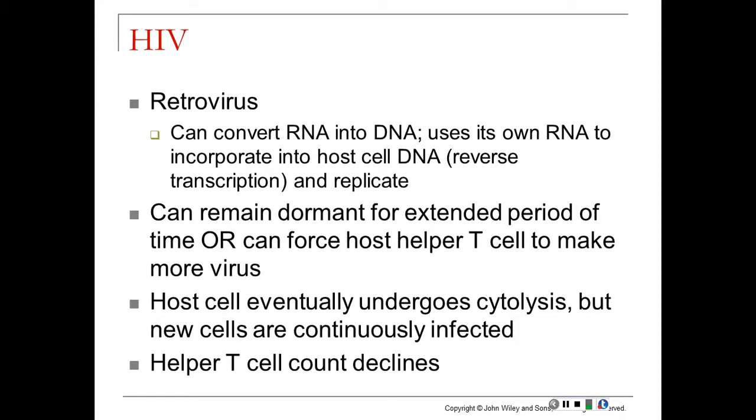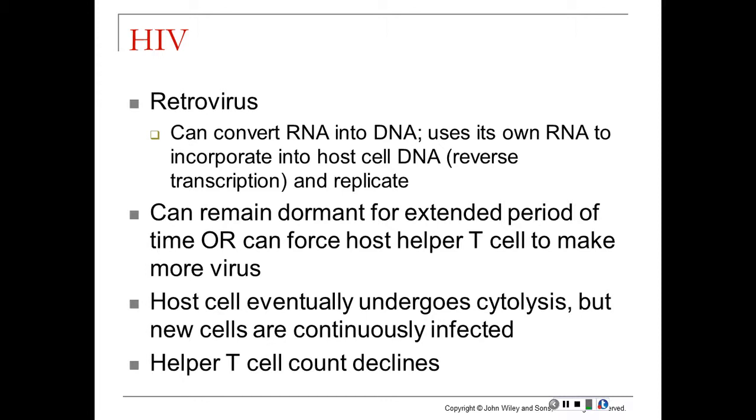Why is HIV such a tricky virus? It's because it's what's called a retrovirus, which means it can convert RNA into DNA, and it uses its own RNA to incorporate into the host cell's DNA. It uses a process called reverse transcription. So basically, it is sneaking its way into your cell's DNA, which is why it can hide and remain dormant for a number of years, possibly even your entire life.